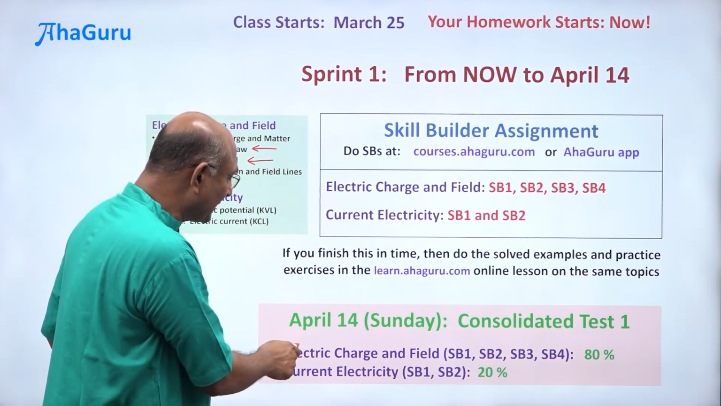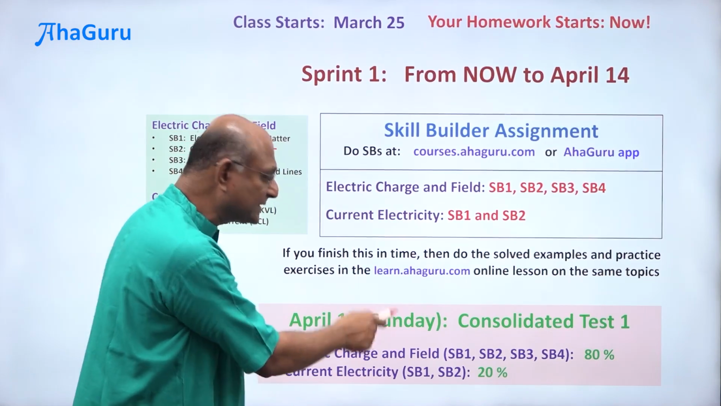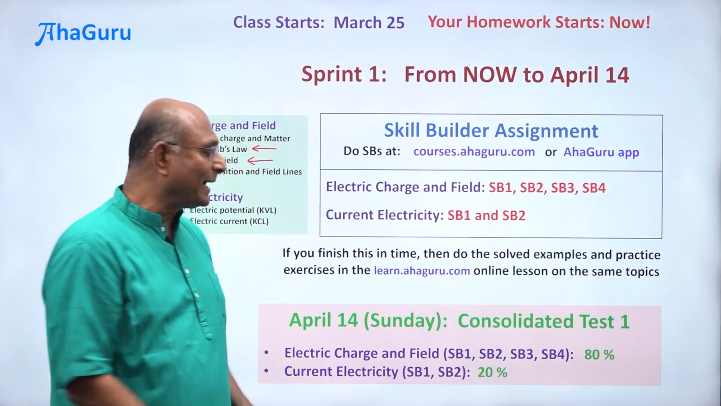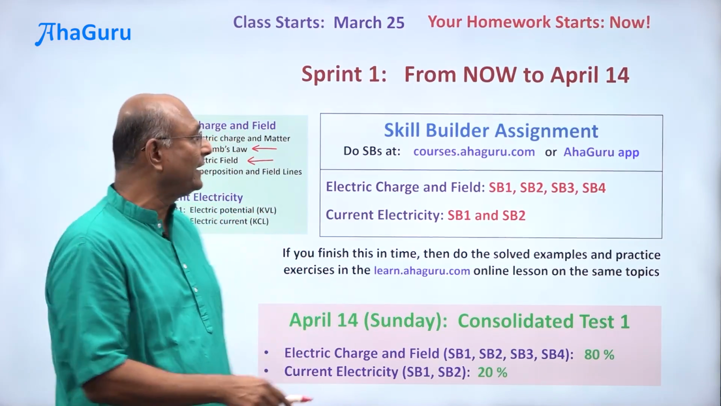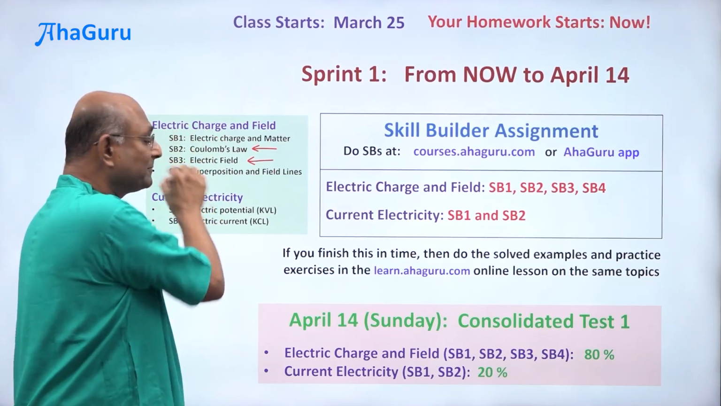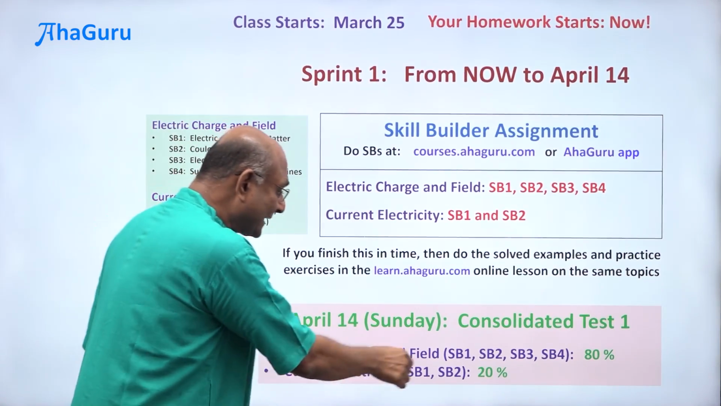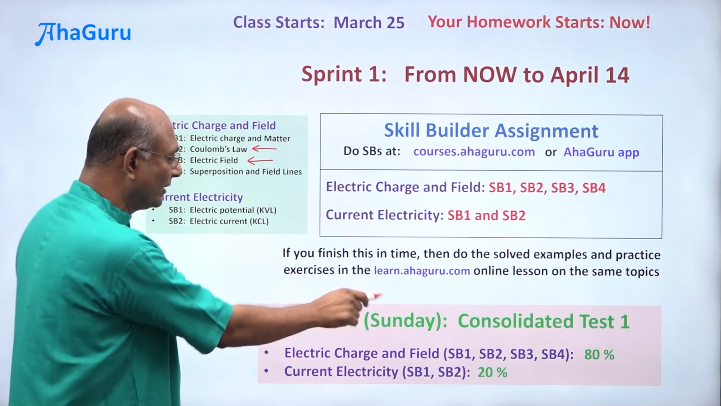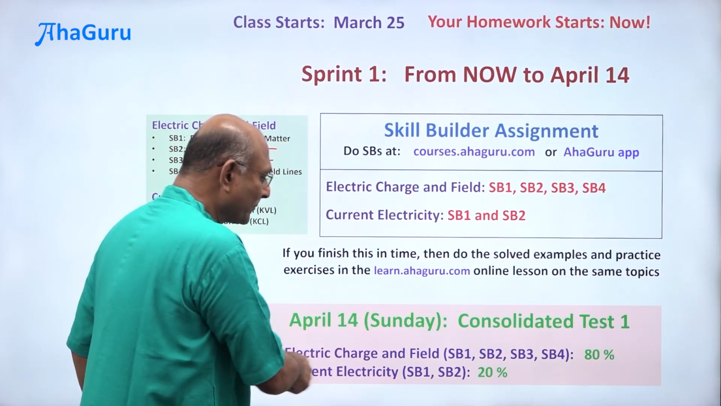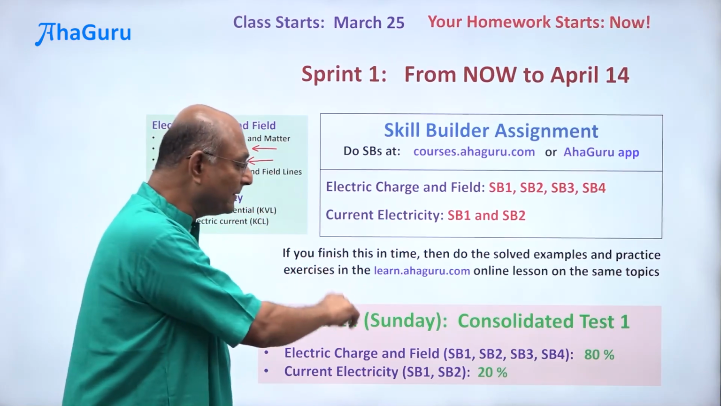The portions for the consolidated test will be electric charge and field, SB1 to SB4. 80% of the marks will be from the electric charge and field skill builders. Then current electricity, only SB1 and SB2. Other things we will take up in the next sprint. 20% of the marks will be for SB1 and SB2.